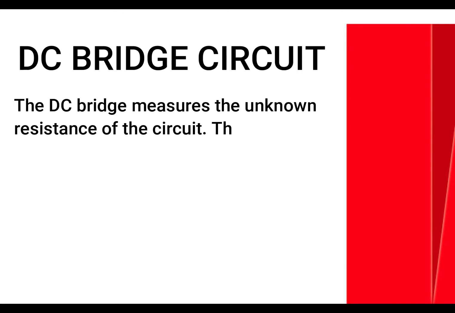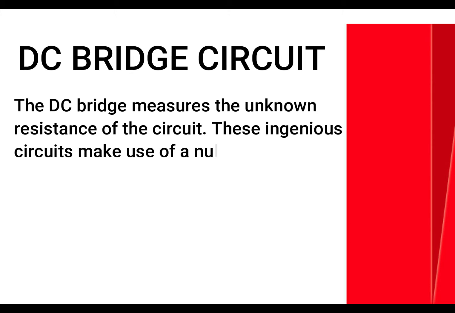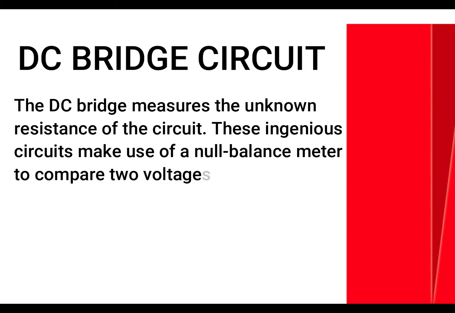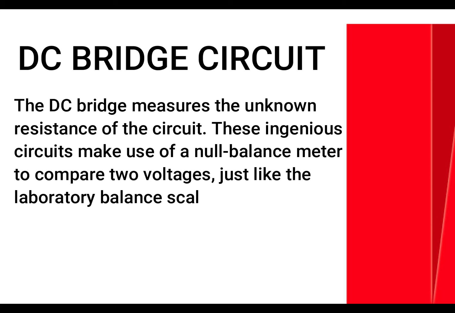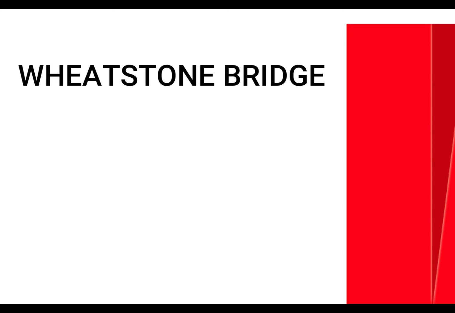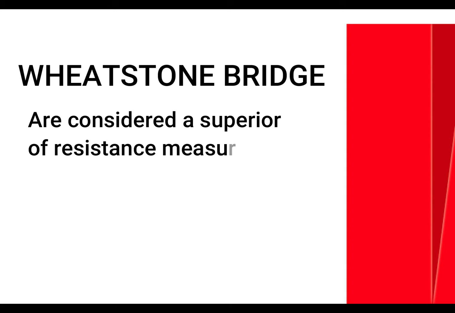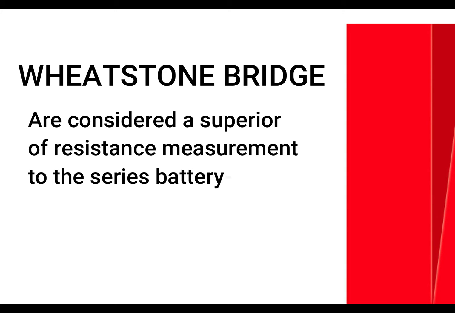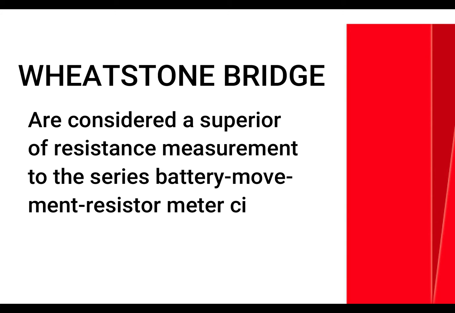DC bridge circuit. The DC bridge measures the unknown resistance of the circuit. This ingenious circuit makes use of a null balance meter to compare two voltages, just like the laboratory balance scale compares two weights and indicates when they're equal. Wheatstone bridge circuit. Wheatstone bridges are considered a superior means of resistance measurement to the series battery movement resistor meter circuit.